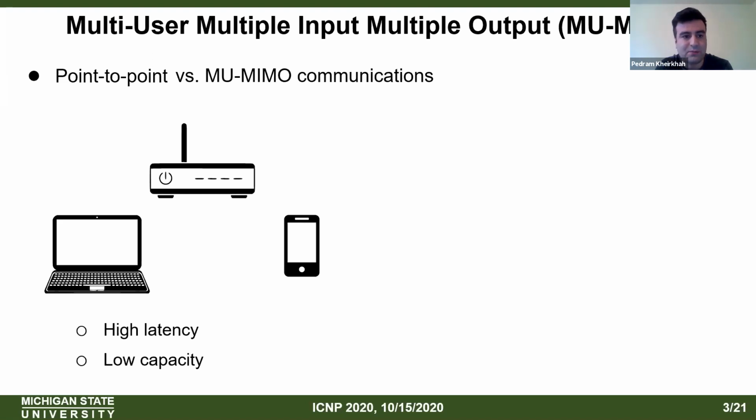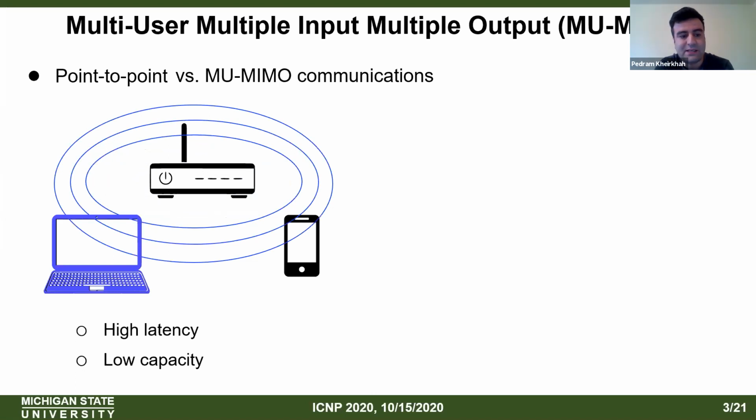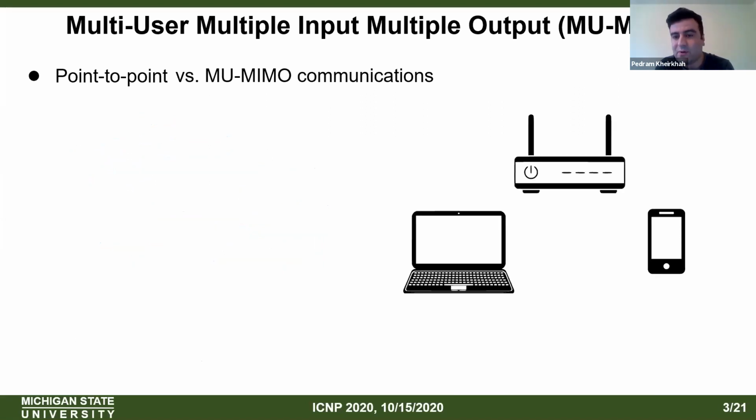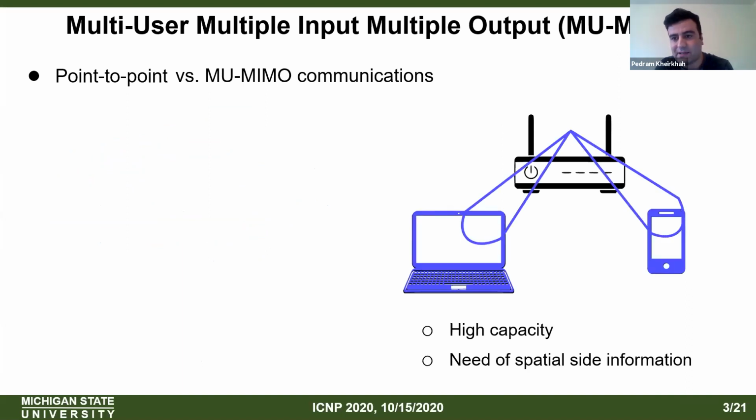In point-to-point communication, a single-antenna AP was able to serve just a single station at a time. So the latency was high and the capacity was very low. In contrast, multi-user MIMO enables a multi-antenna AP to serve multiple stations at the same time. So capacity is much higher and latency is much lower. But the downside is that for beam steering, some sort of spatial side information is needed at the AP side.